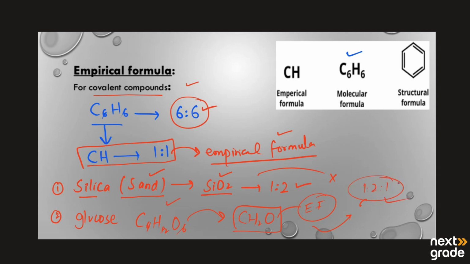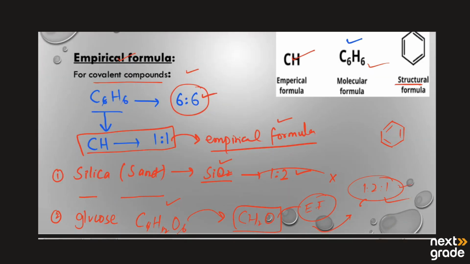So the formula that gives the simplest whole number ratio of atoms of the elements present is known as the empirical formula. Here CH is the simple empirical formula, C6H6 is the molecular formula, and this is its structural formula for benzene, a hexagonal structure with 3 double bonds.